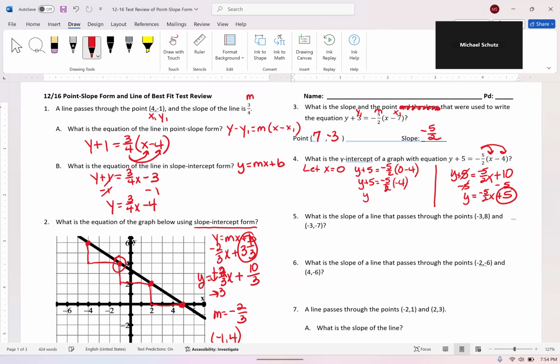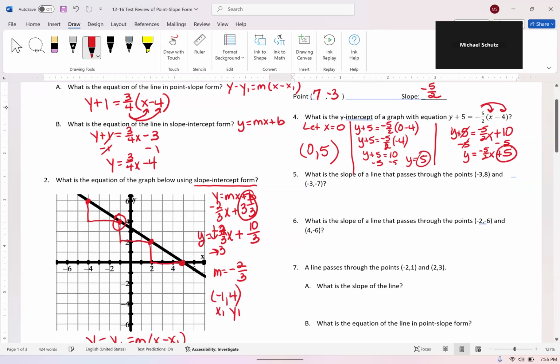And then you use your calculator. -5/2 times -4 is +10. And then subtract 5, and you get y equals 5. So you get the same answer either way. So our answer is we have to write it as an ordered pair, 0, 5. We plugged in 0 for x and got 5 for y.